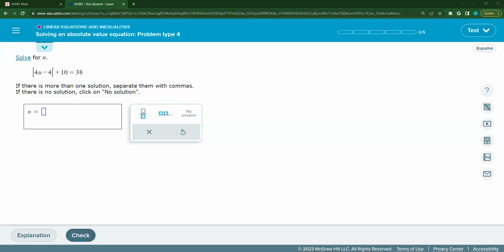Okay, solving an absolute value equation in problem type 4. That doesn't matter as much, it's just what we're doing. Absolute value, remember, is the distance from 0. So the first thing we have to remember is distance from 0.